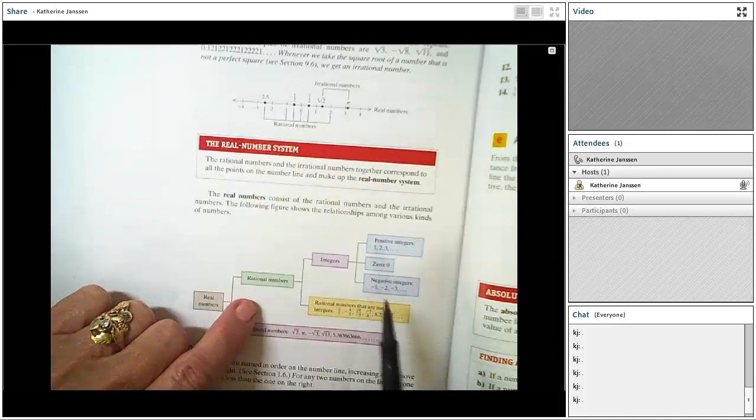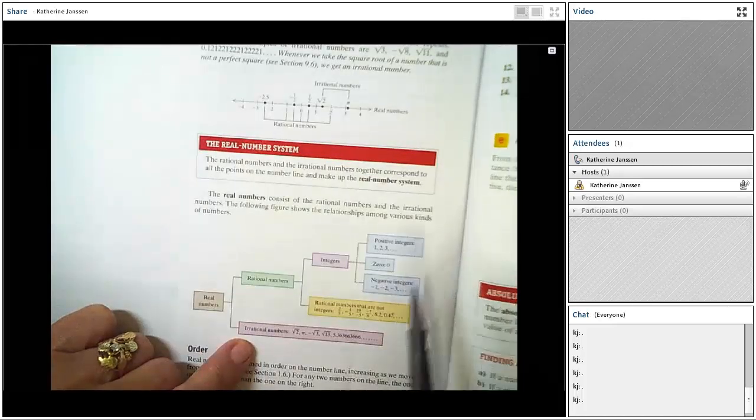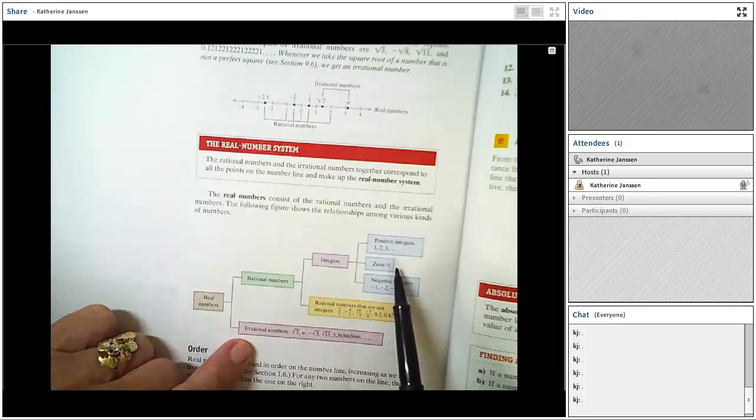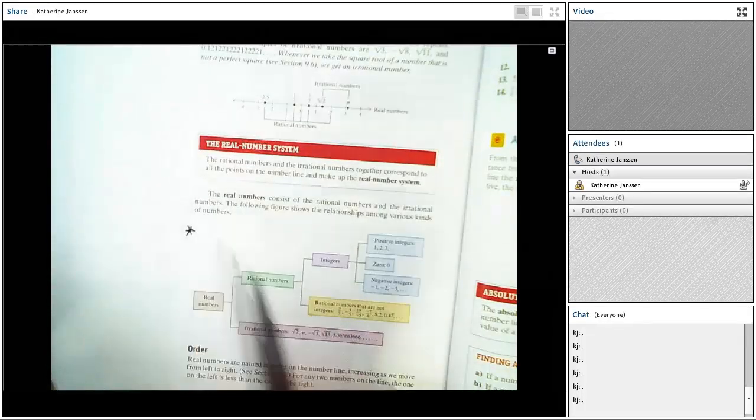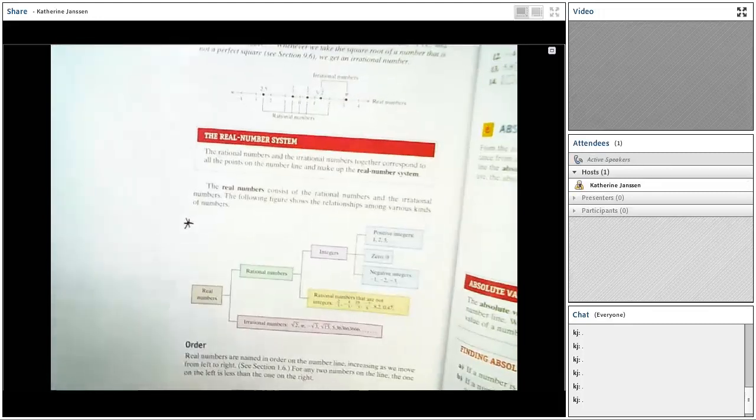And we break down our integers into the positive integers, which would be 1, 2, 3, 4, our counting numbers, sometimes called the natural numbers, 0, and then the negative integers, -1, -2, -3, and so on. This is a very important page because you're asked to be able to determine if a number is a real number. Is it an irrational number? Is it a rational number? Is it an integer? Is it a whole number? Is it a counting number? And so on. So very important, page 604.